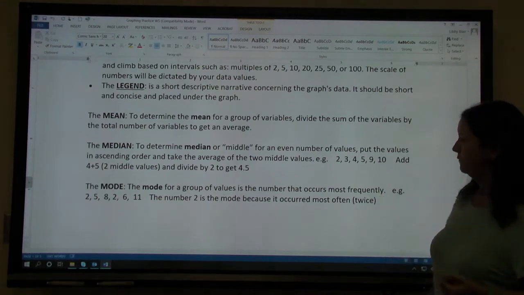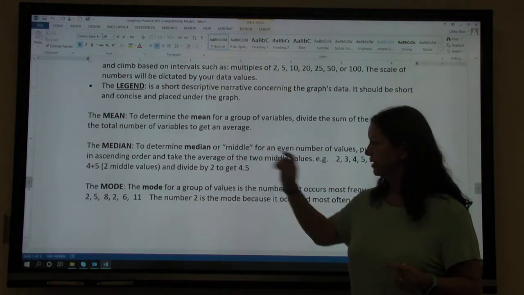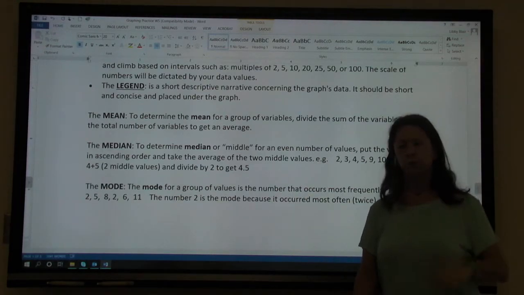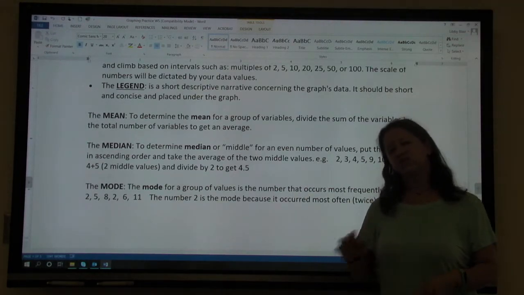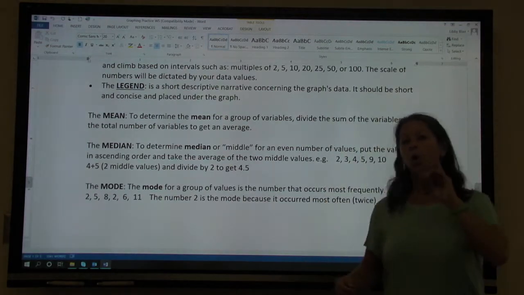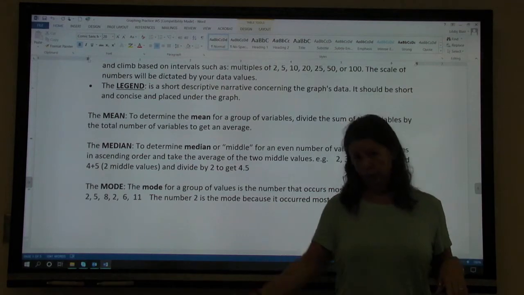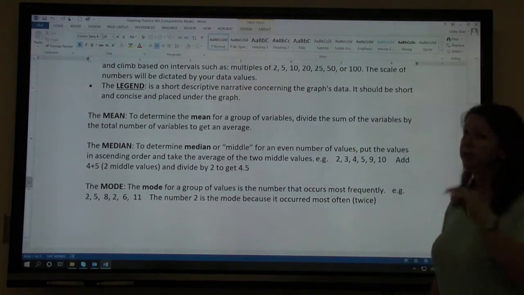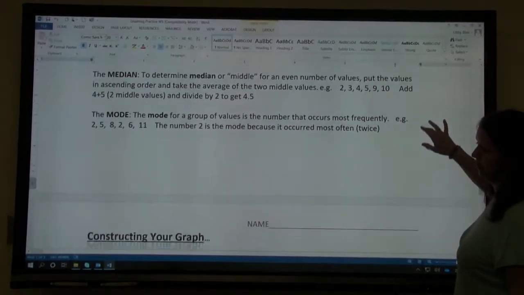And then the mode is the number that shows up the most often. So if your list was 2, 5, 8, 2, 6, 11, the number 2 is your mode because it's the only one that shows up twice. If you have several numbers that show up the same number of times, or if none of your numbers show up more than once, you have no mode. You literally have to write the words no mode or none.